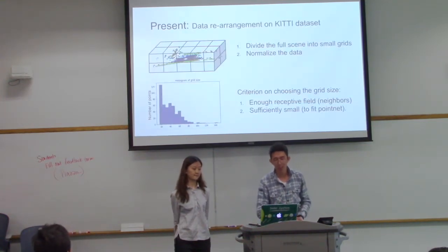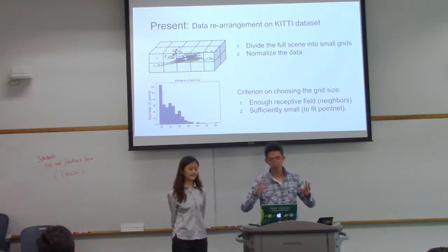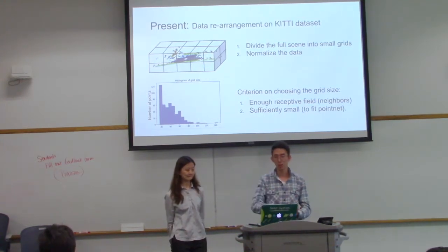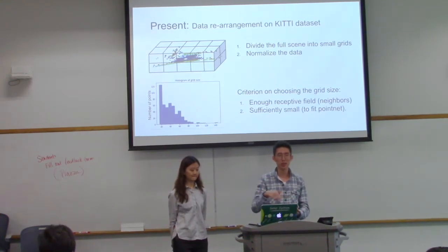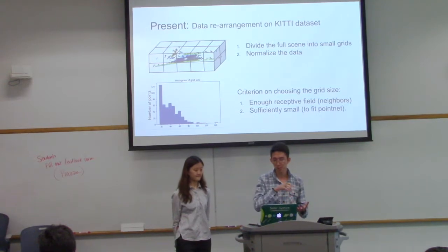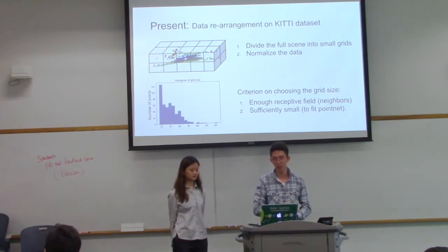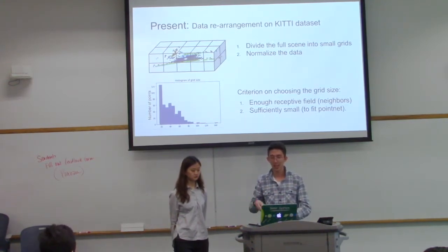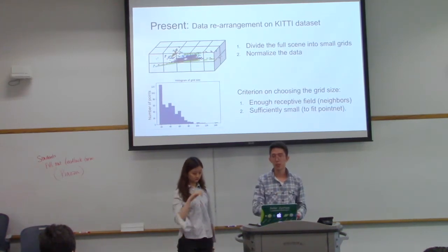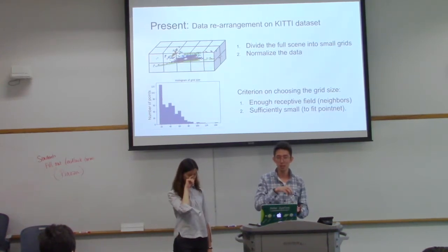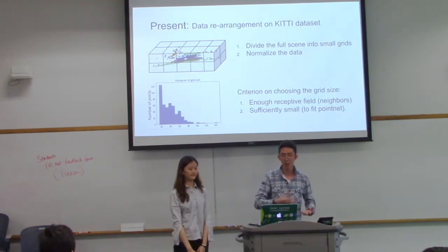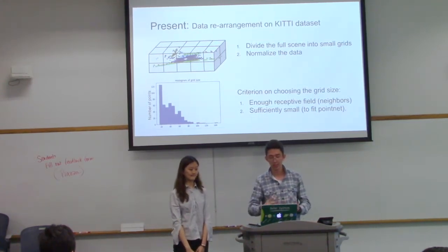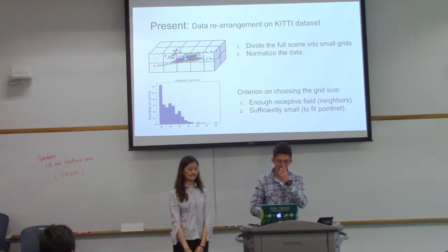So this is how we process the data for now. We put the full scene point cloud in a cube. The cube is computed by the min and max values of x, y, z. We divide the full cube into small grids and normalize the data inside each grid. So the very small point cloud inside each grid is our training sample. For now, the problem is how to decide the grid size.